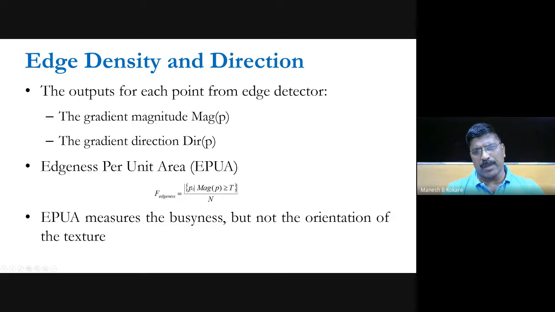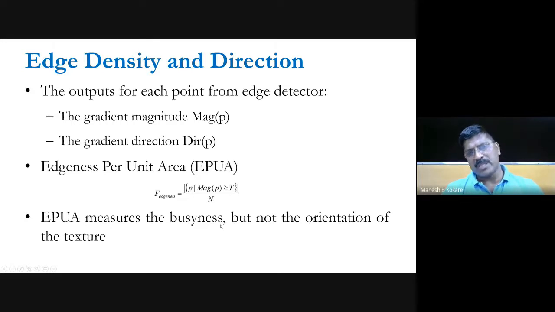Area is nothing but the P. Then if this magnitude of P is greater than the threshold value, and then divided by the number of pixels you are considering in that region. So from that you can calculate the edgeness there. So how we are doing, basically from the magnitude of that edge pixel which is greater than some threshold, you have to decide the threshold value, and then this is the total number of pixels you are considering.